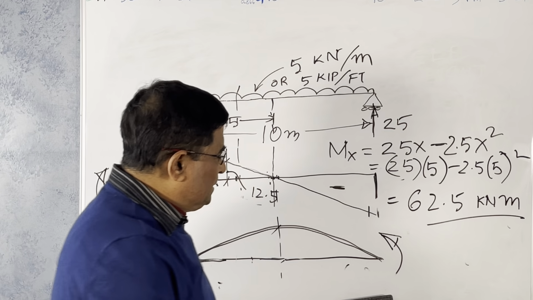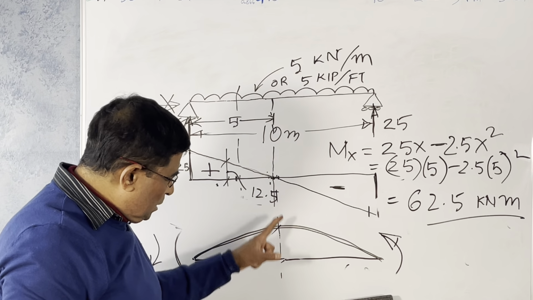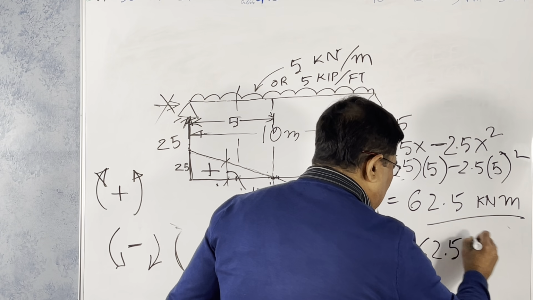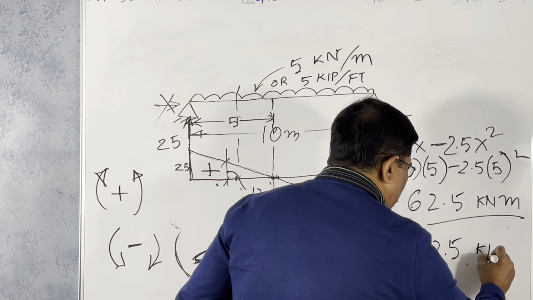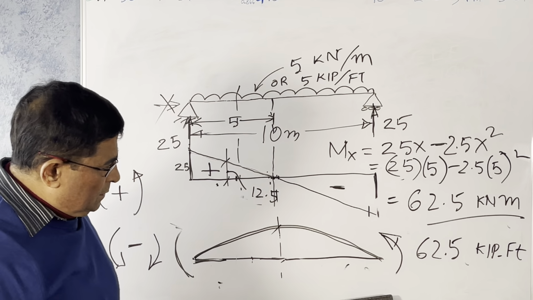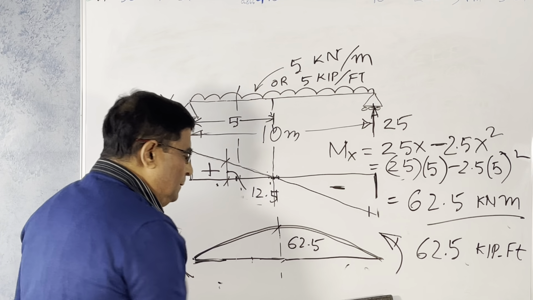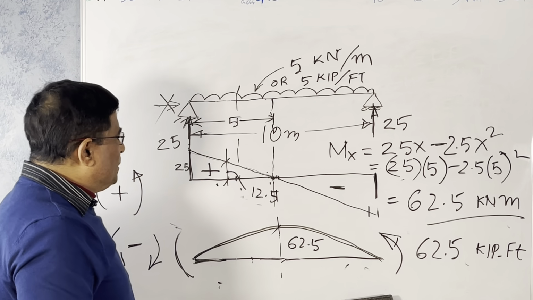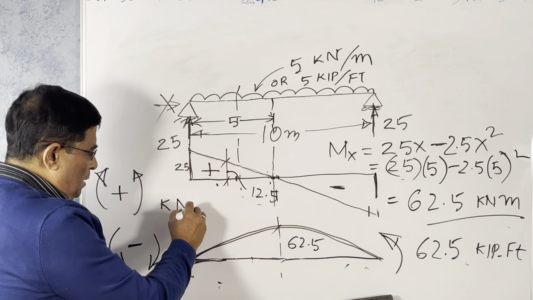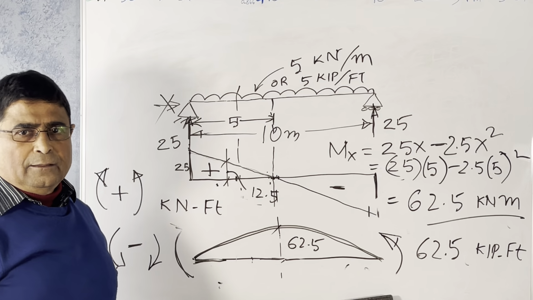You see why it is like this? Because you are multiplying force by distance. The unit is kilonewton meter, or if you use the American unit, it is kip feet. So the moment is 62.5. It is kilonewton feet because you are multiplying the force and distance. Force is in kilonewton and distance is in feet.